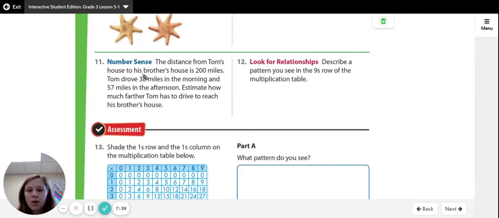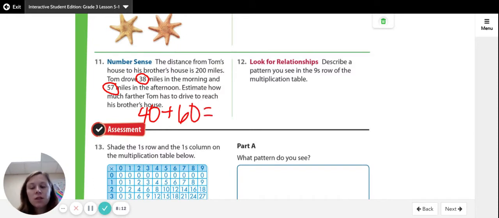Let's look at number 11. The distance from Tom's house to his brother's house is 200 miles. Tom drove 38 miles in the morning and 57 miles in the afternoon. Estimate how much farther Tom has to drive to reach his brother's house. So we know Tom drove 38 miles and then he drove 57 miles. So we can estimate or round these numbers to estimate our final answer. So 38, I see the ones place as an 8, so we round up, so it would be 40 miles. 57, we also round up because the ones place is a 7, so we do plus 60. And these are easier numbers to work with, which makes it an easier way to estimate.